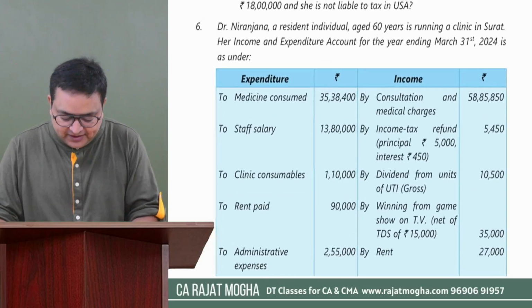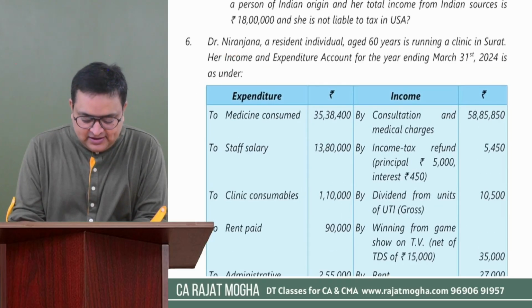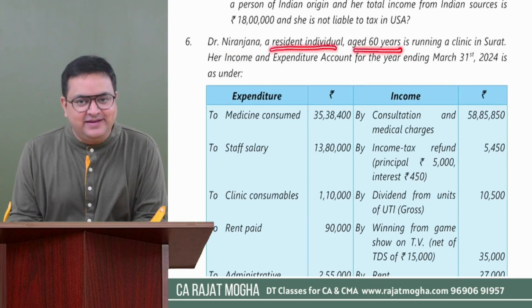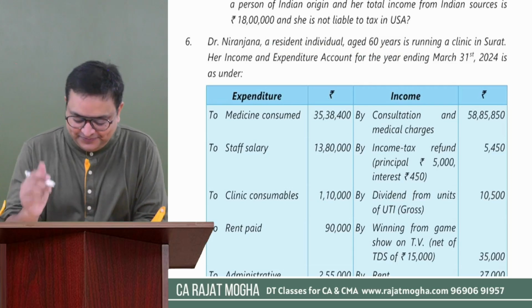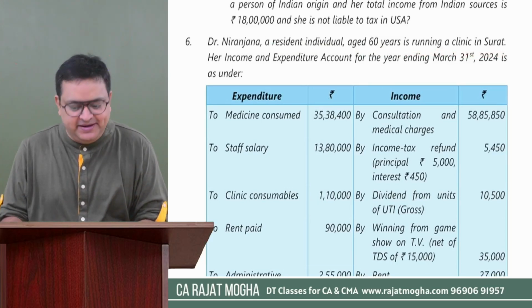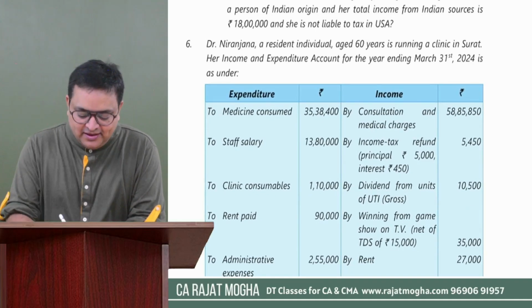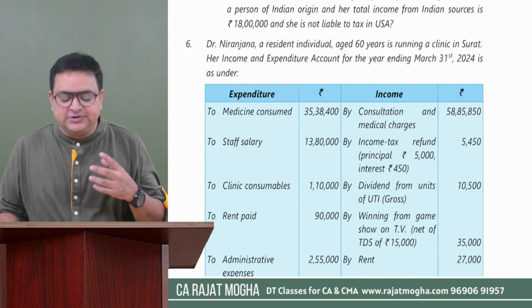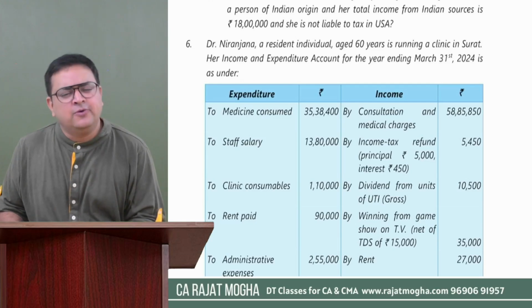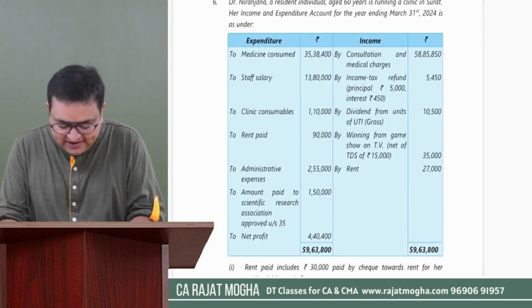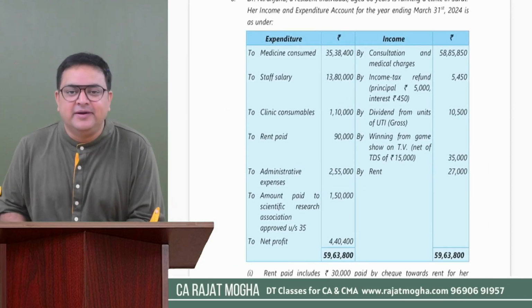If you read this, it says Dr. Niranjana, she's a doctor, a resident individual, age 60 years. 60 years means senior citizen, running a clinic in Surat. So she has her professional income, that is PGBP income, and she is a senior citizen. Her income and expenditure account for the year ending 31st March 2024 is as under. She has provided her income and expenditure account. P&L account or income and expenditure account, one and the same thing. So let's understand what is there in her income and expenditure account.